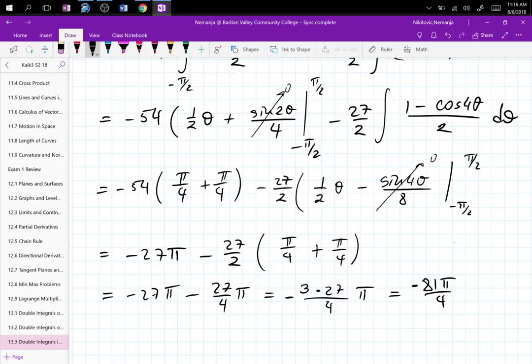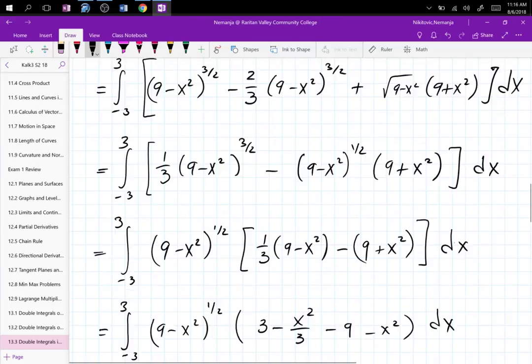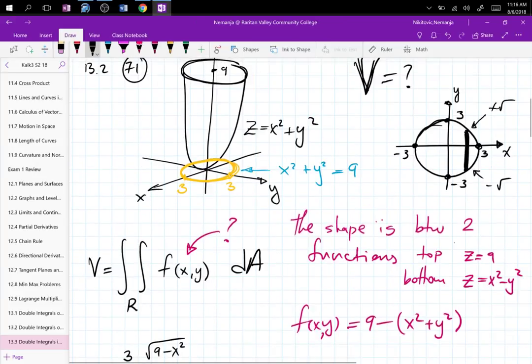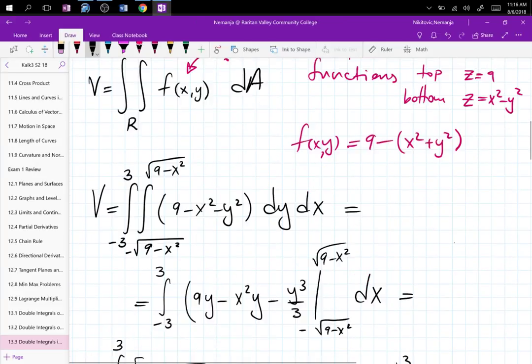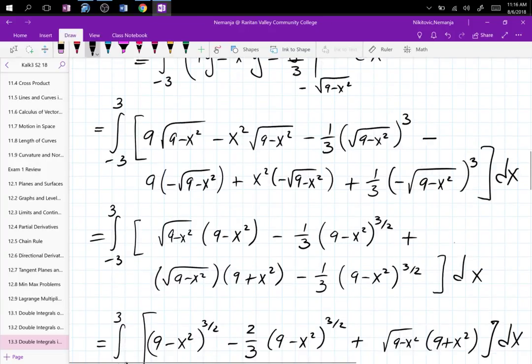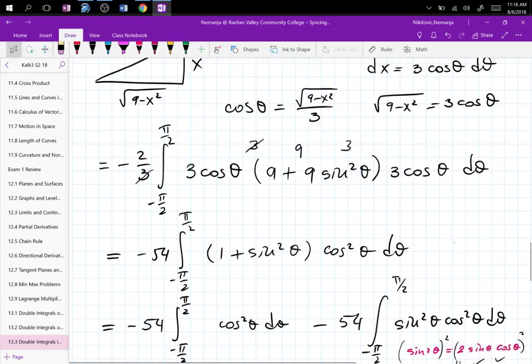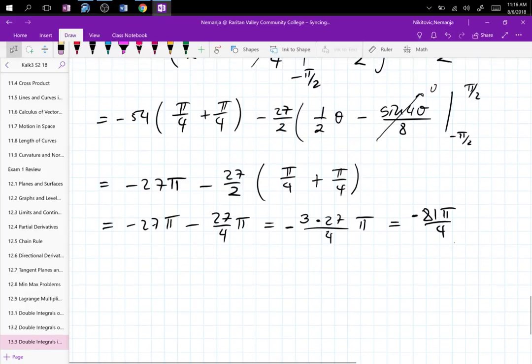This is probably wrong because of that negative sign, which I don't know where it came from, but I would have to go through all of this thing again one more time. And I hope it's wrong. You know why? Because this is not the way to do this problem.